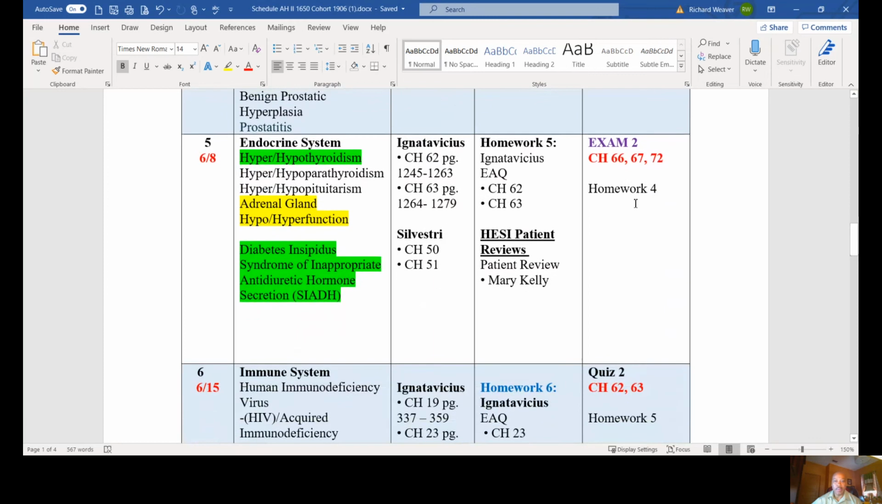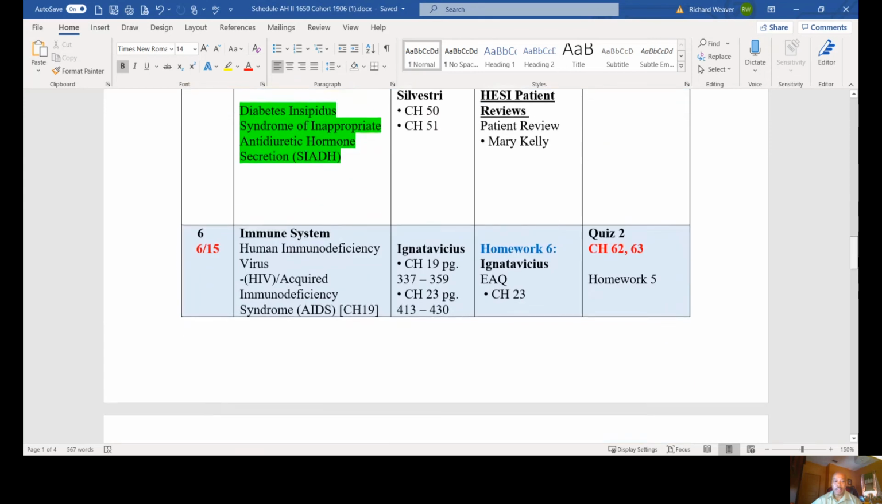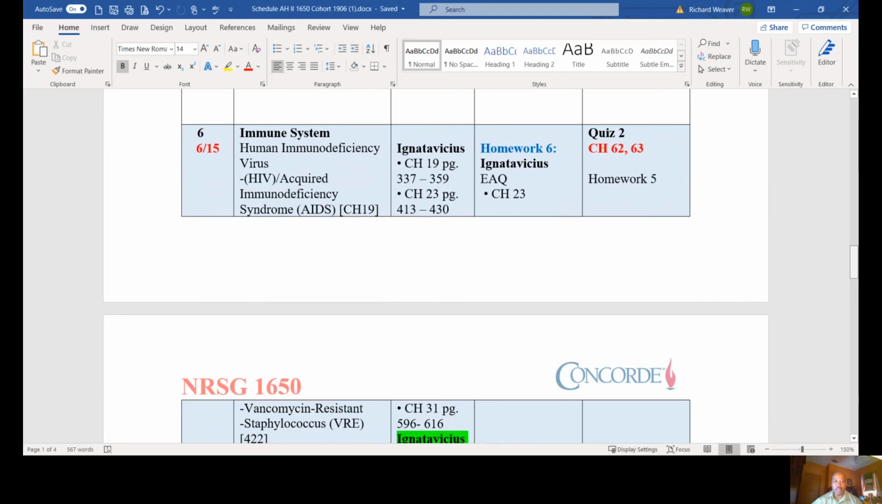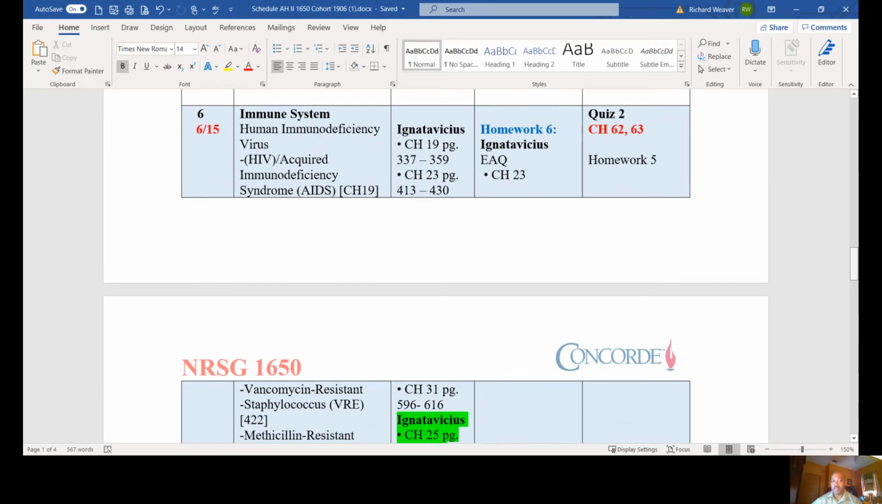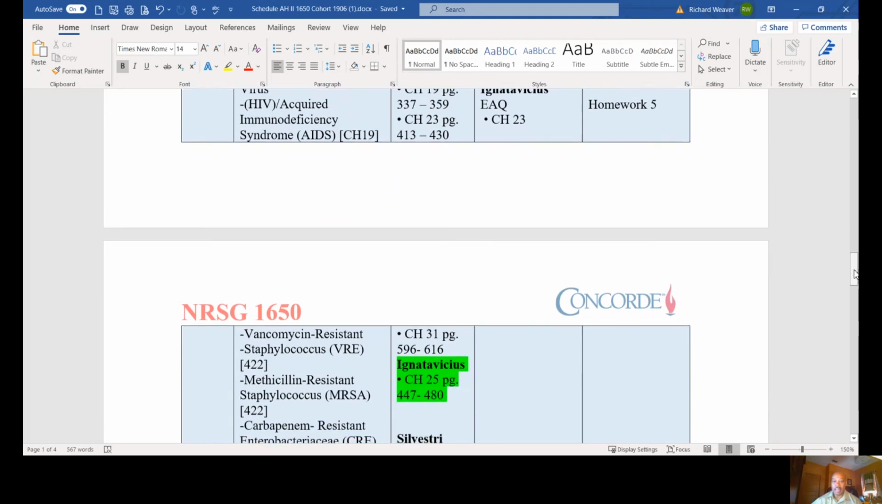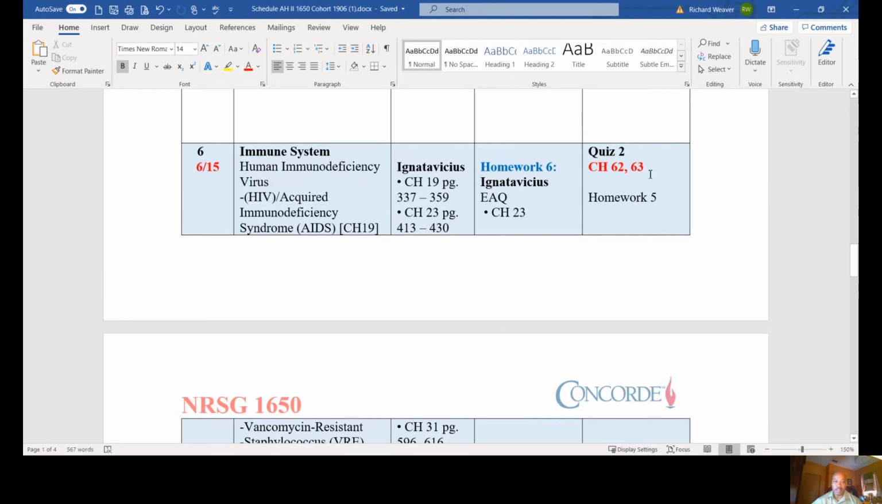Continuing to scroll down the following week, and this is subject to change, of course, but so far this is what I'm looking at. On the fifth week, you have your exam 2, chapters 66, 67, and 72. And of course, the sixth week, the week of June 15th, you have quiz 2, which is chapters 62 and 63. I believe I added chapter 25 to this as well, because on your last quiz, there's just too many chapters to cover.